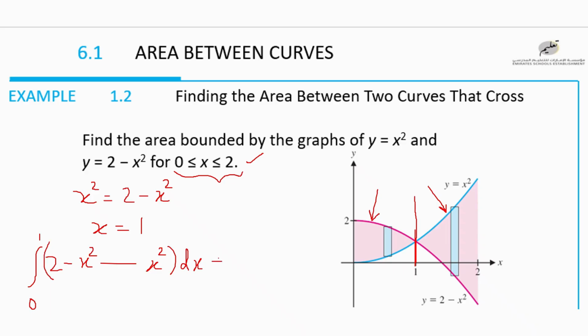Plus integral 1 to 2. What is the maximum function? Blue color line, which is x square. Minus, be careful with the bracket. What is your minimum function? 2 minus x square. When you enter in the calculator, or even you can do the manual working by opening the bracket and applying the power rule, your answer will be 4.